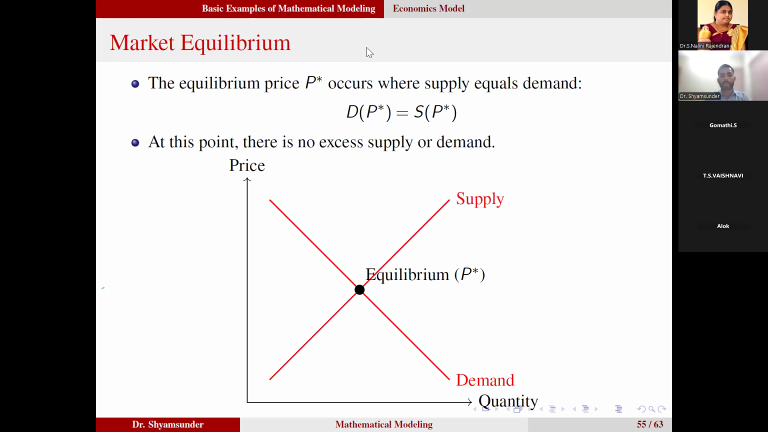The equilibrium point is denoted by P star, and it occurs when supply equals demand. At this point, the price with respect to demand and the price with respect to supply cut each other, and this cutting point is known as the equilibrium point. The equilibrium point is good for the supply and demand chain.